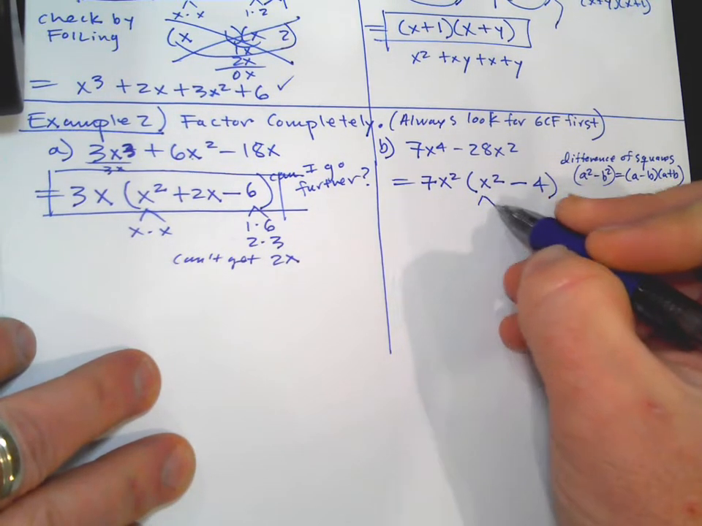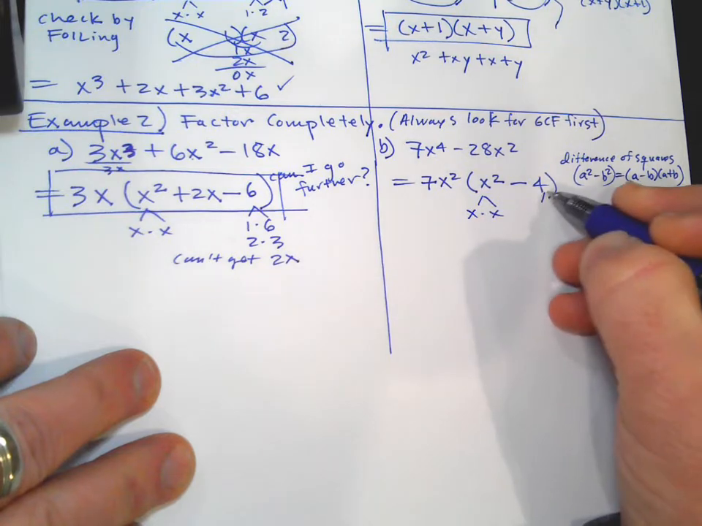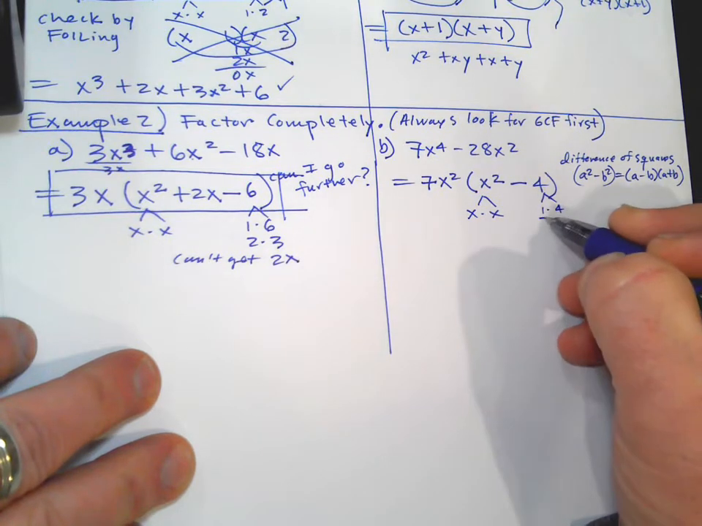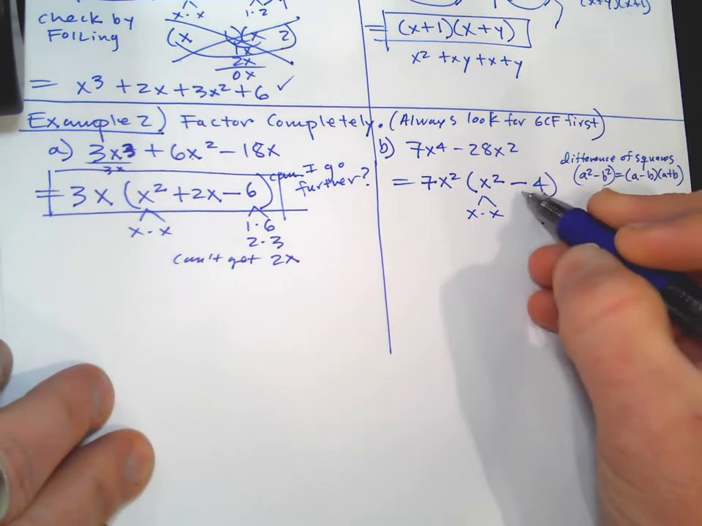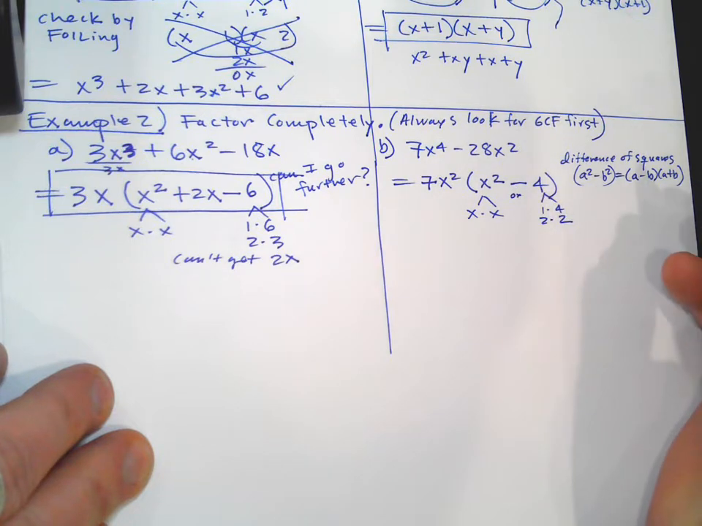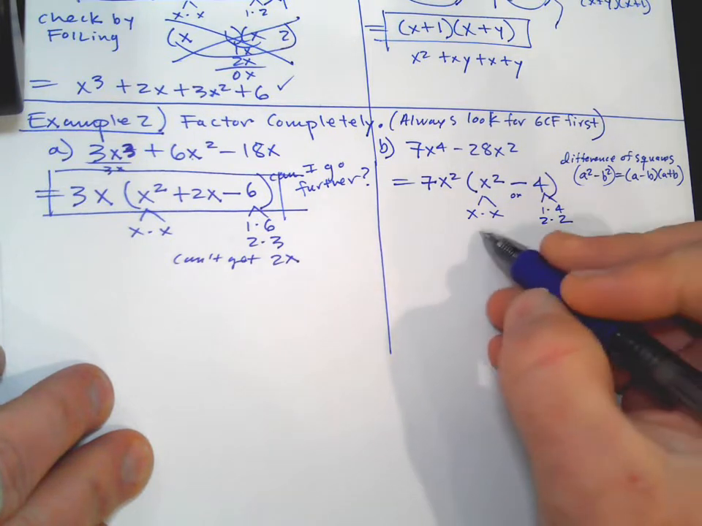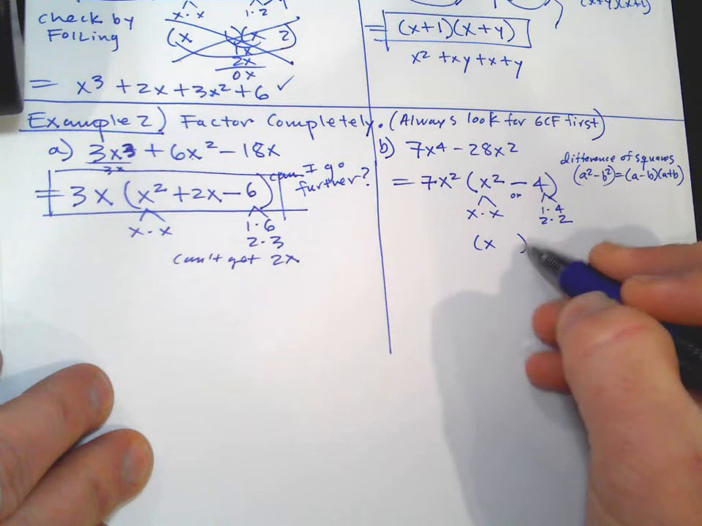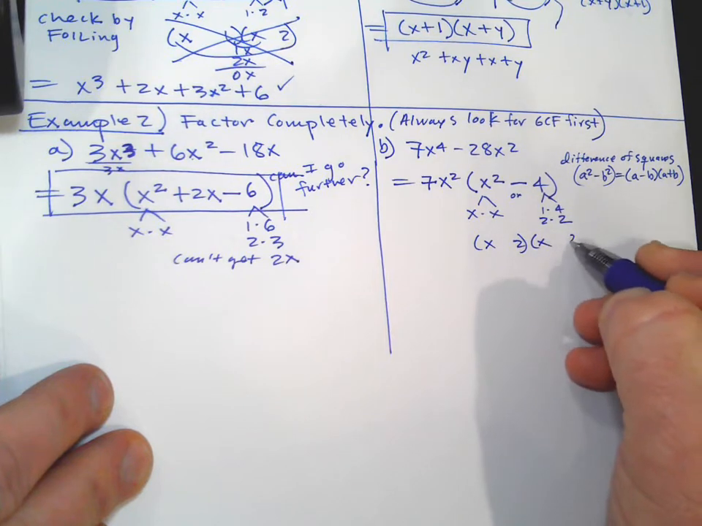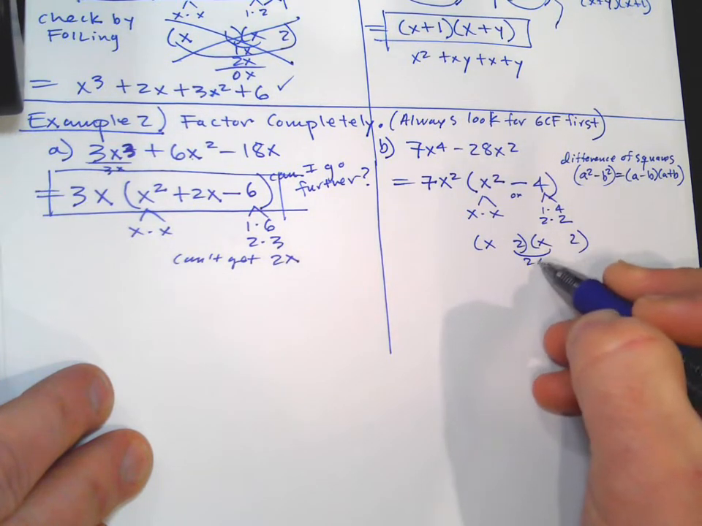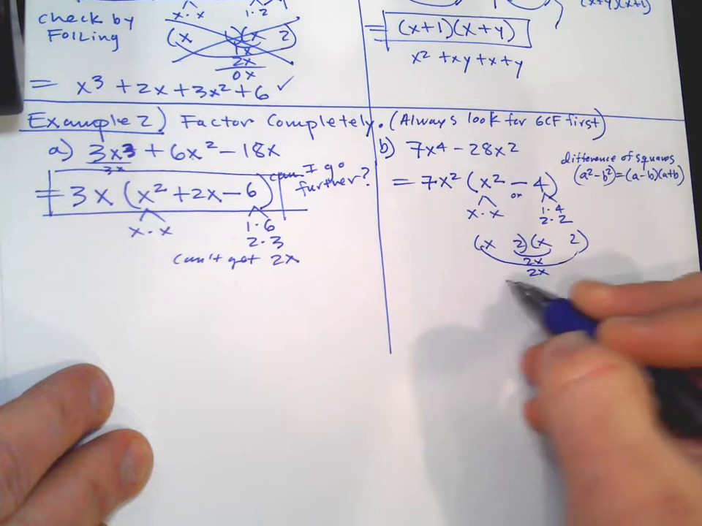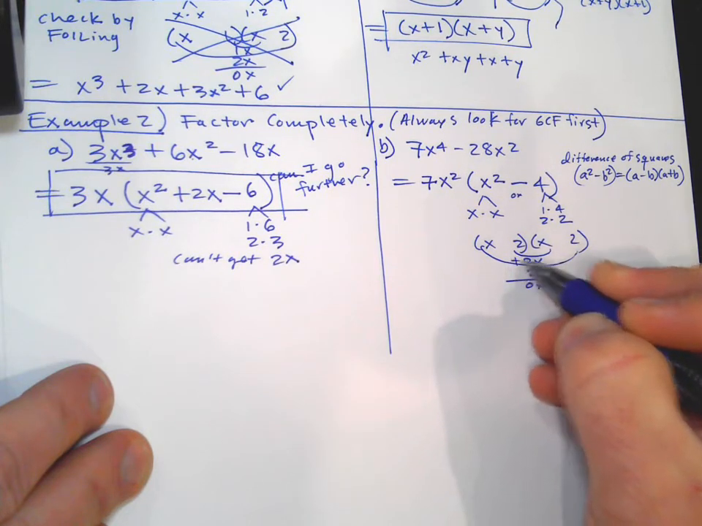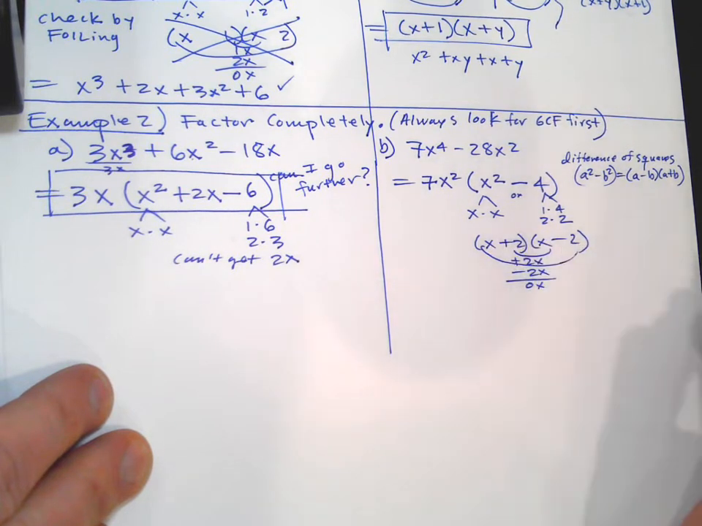You could do it, okay, x times x, 1 times 4, 2 times 2. You want to get a 0x in the middle, right? So you're going to want to go with the 2's. You do 2 and 2, 2x, 2x. Want to get a 0x, so one's plus, one's minus. Plus, minus. Same pattern, right?